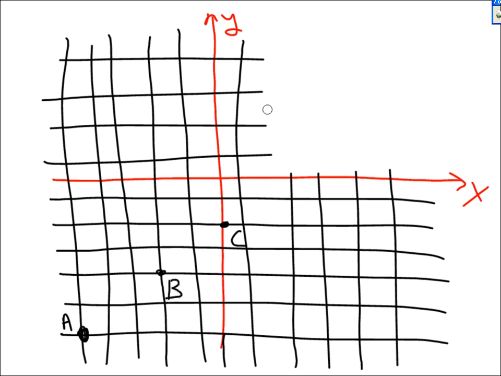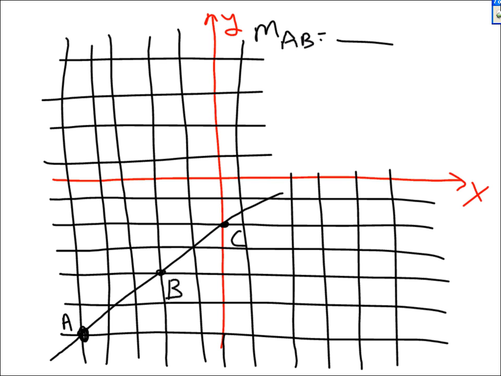Now the question is, what is the slope? So we have this line. And like I said, the slope of the line is constant. It has one number. One portion of the line is not steeper than any other portion of the line. So the slope should be equal. What's the slope from A to B?